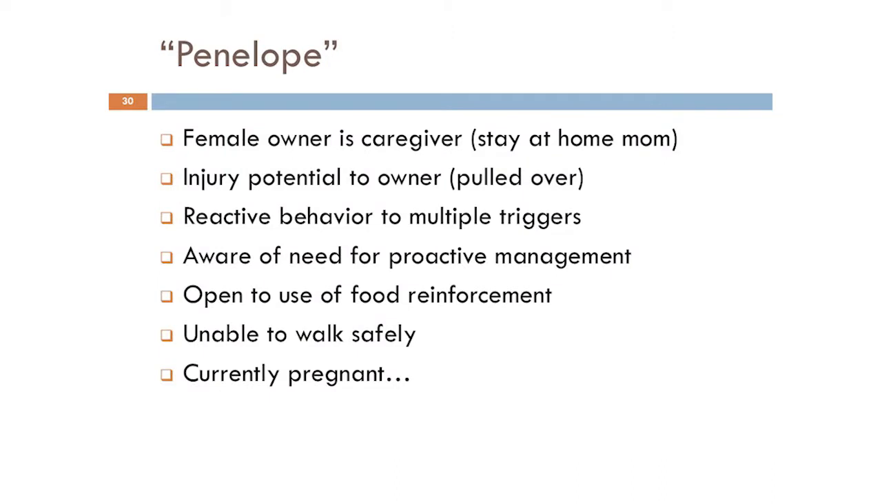So these are the things that we know even going into this. Female owner, caregiver, injury potential, reactive to multiple triggers, got to get some proactive management on board, open to the use of food reinforcement. She said she was already taking food treats out on walks, so I'm not going to have to sell her on that. One other detail that is relevant, though, is this dog does have a lot of GI issues, IBD, IBS, so we can use food. We just have to be really strategic about it until that gets all sorted out.